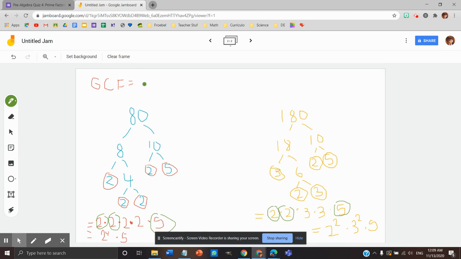So my greatest common factor is going to be 2 times 2 times 5. And because this is my greatest common factor, the biggest number that they have in common, that's going to be 2 times 2 times 5. And how much is that? Well, 2 times 5 is 10, times 2 is 20. So 20 is my greatest common factor.